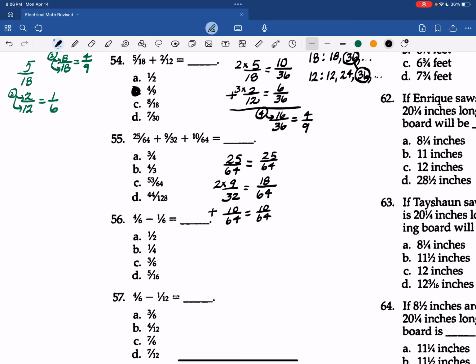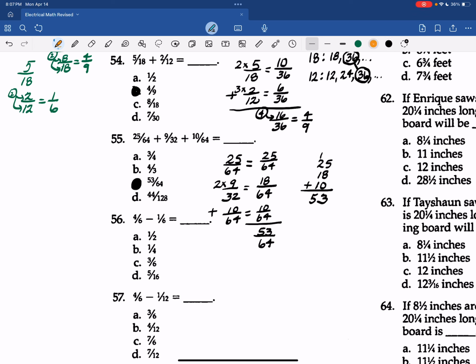So once you get all of those put together, you can add them up. I'm going to do it right here just so you can see what I'm doing. I take the numerators and add those together. And that ends up being 53 over that common denominator of 64. So I like C for that one.